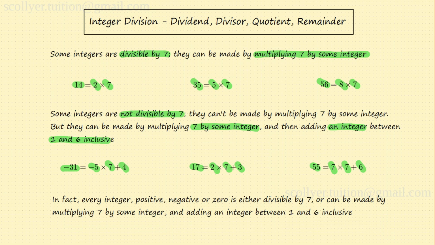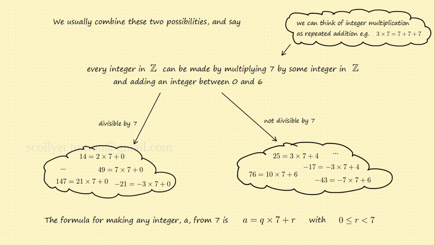1 and 6 inclusive. And in fact, every single integer, whether it be positive, negative, or 0, is either divisible by 7, which means it can be made by multiplying 7 by some integer, or it can be made by multiplying 7 by some integer and then adding an integer between 1 and 6 inclusive. Now, usually we combine these two possibilities.